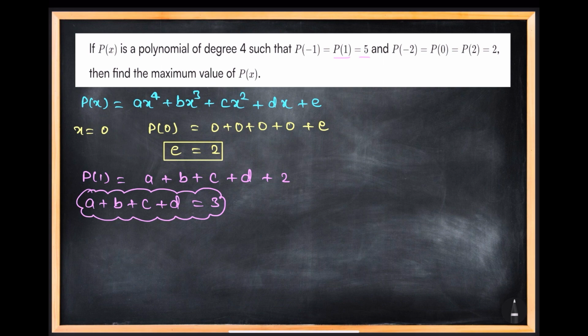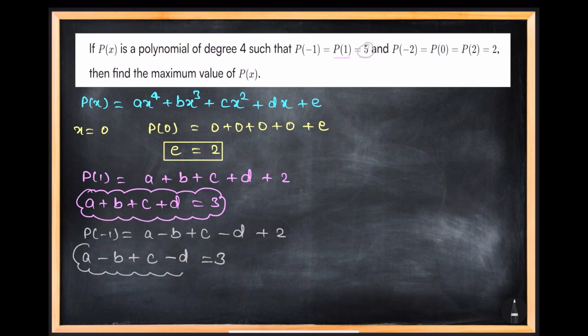Now we will replace x with minus 1. So we will be writing p of minus 1 is equal to, whenever power is odd we will have minus, so a minus b plus c minus d plus e. You know that the value of e is 2. Now who is p of minus 1? P of minus 1 is 5. So can I say that we got a minus b plus c minus d is equal to 3? So we got another equation.